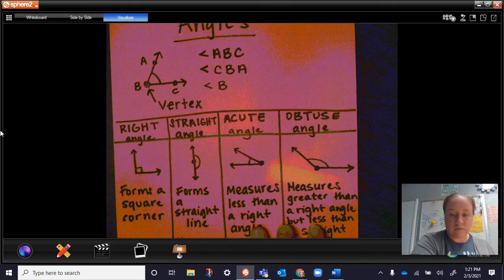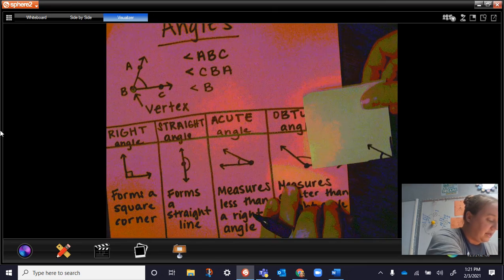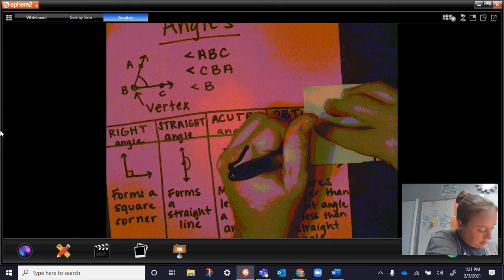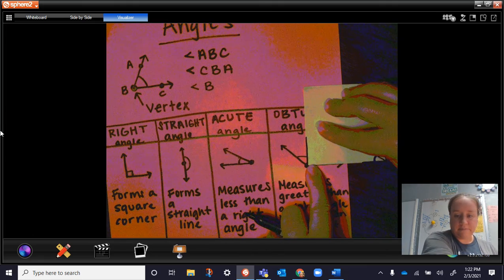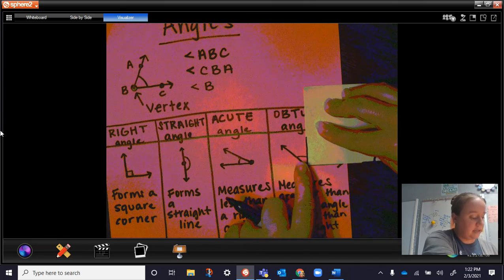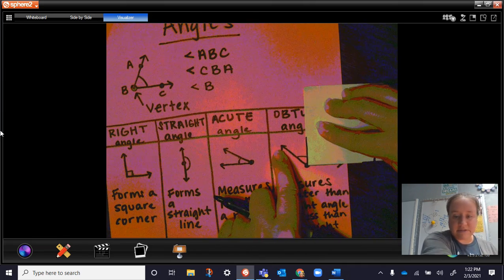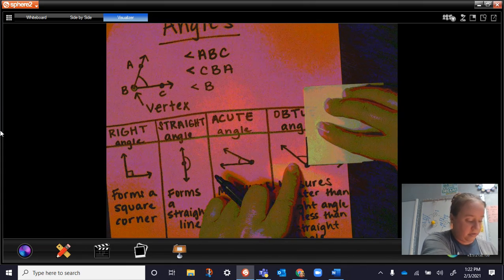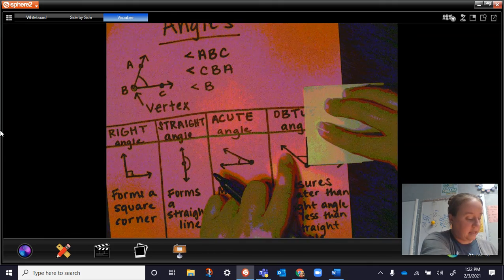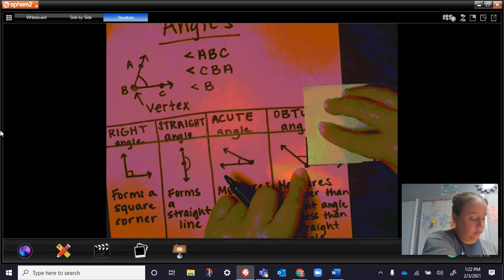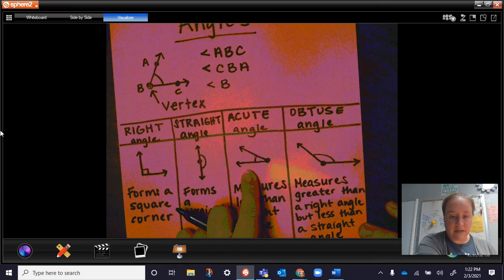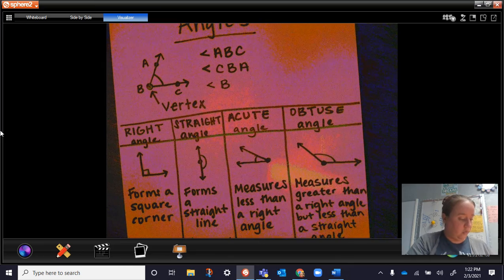Now with obtuse, you can still use your paper. Again, line it up. And again, the straight line right here, that would be 90. Okay, my other one's lined up right here, that's matching. This is 90. So again, if your angle is coming outside of the paper, it went past your 90 degrees, now you know you're greater than 90. And this is your obtuse angle. Okay, so bigger than 90, less than 90.